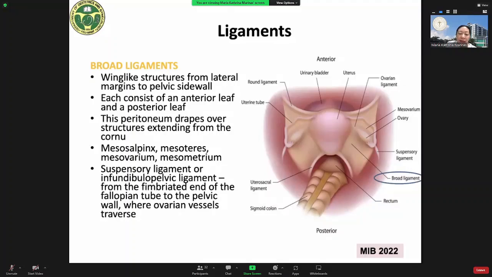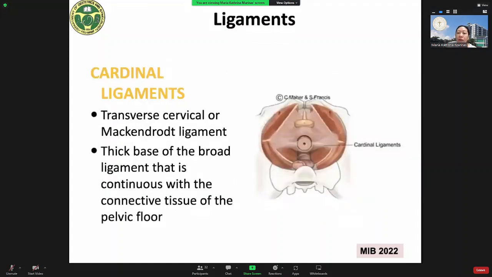The peritoneum that extends beneath the fimbriated end of the fallopian tube to the pelvic wall forms the infundibulopelvic ligament, or the suspensory ligament of the ovary, through which the ovarian vessels traverse. So during pregnancy, these vessels, especially the venous plexuses, are dramatically hypertrophied. The cardinal ligaments are what we call the transverse cervical or Mackenrodt's ligament. They form a thick base of the broad ligament, and that is continuous with the connective tissue of the pelvic floor.